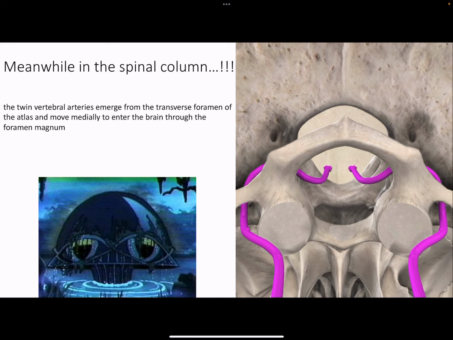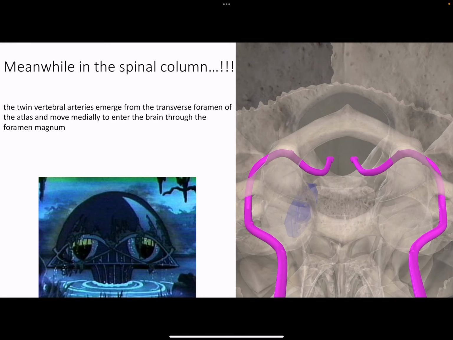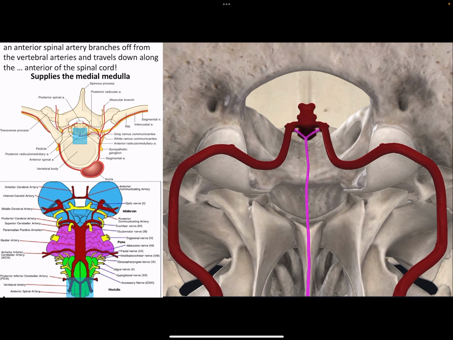Okay, enough of that. Meanwhile, in the Legion of Doom, the vertebral columns are now on the posterior side. We've threaded the needle through the transverse foramen of the cervical vertebrae, and now they are moving up through the foramen magnum. Very cool. Once they get a little bit higher, we're going to have this offshoot. This is going to be the anterior spinal artery, which supplies the medial medulla. Not shown, but it supplies the medial medulla.